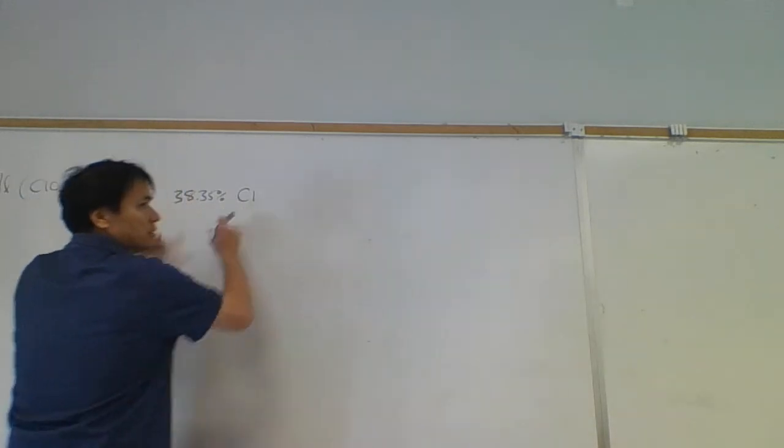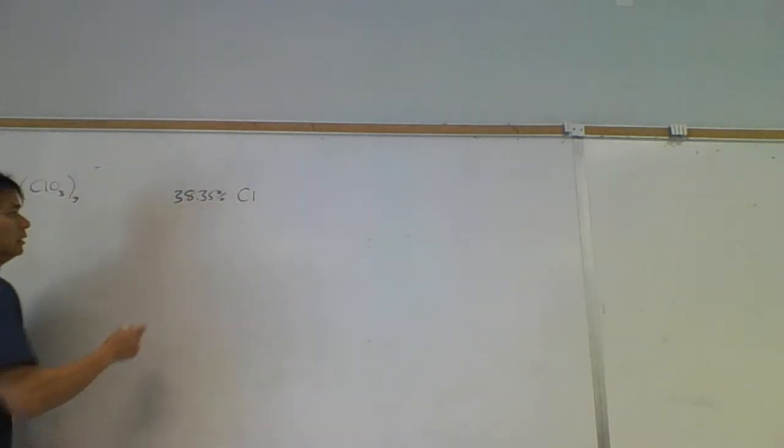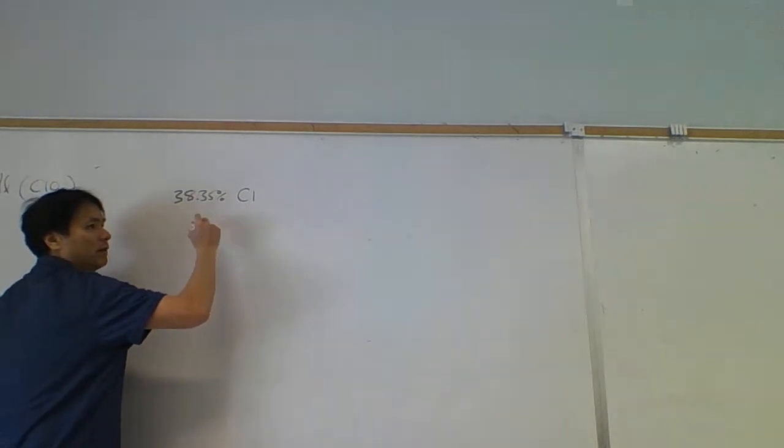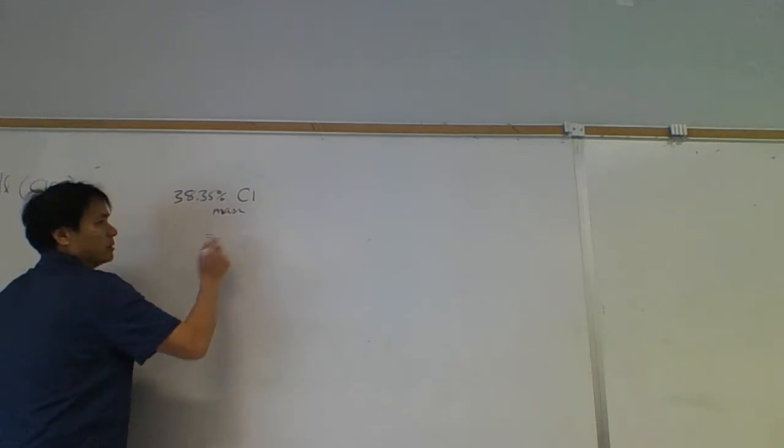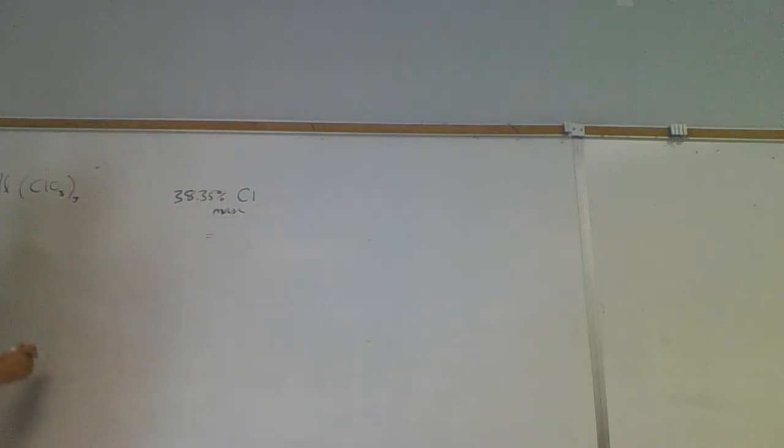Well, anyway, we fixed this, and so this means that it's 38.35% by mass or by atom. If it doesn't say, then we're going to assume it's by mass. And so, in other words, let's take a look at the problem here. What mass of aluminum chlorate is needed as a source of 50.0 milligrams of chlorine? So if we start off with 50.0 milligrams of chlorine, how much aluminum chlorate do we want?